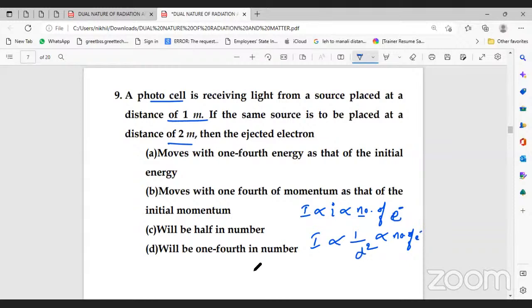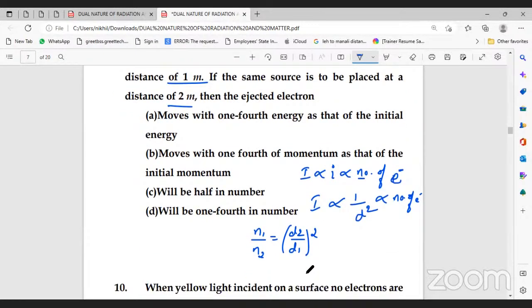So number of electrons and distance are inversely proportional. So what is N1 by N2? It will be reversed: D2 by D1 whole square. N1 by N2 is equal to D2 by D1 whole square. The second distance is 2 meter, the first distance is 1 meter. So 2 by 1 whole square means 4. N1 by N2 is 4, or I can say N2 will be N1 by 4.